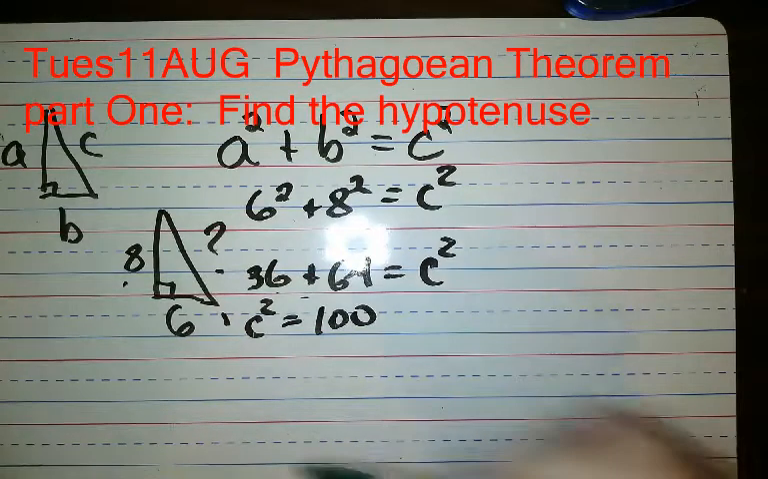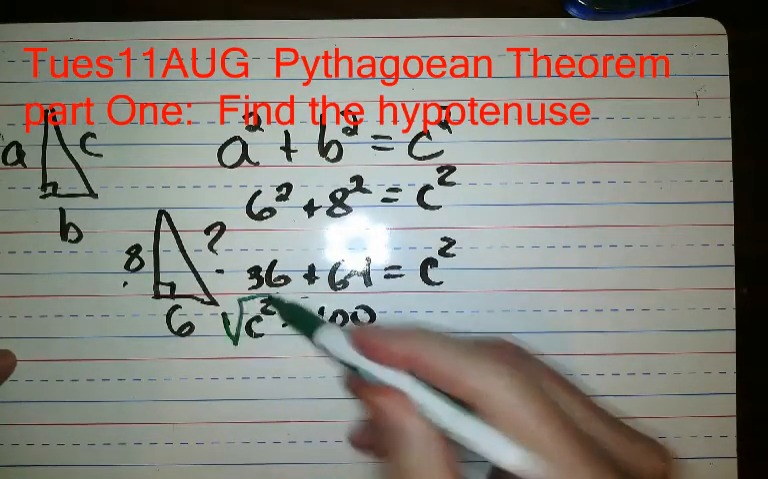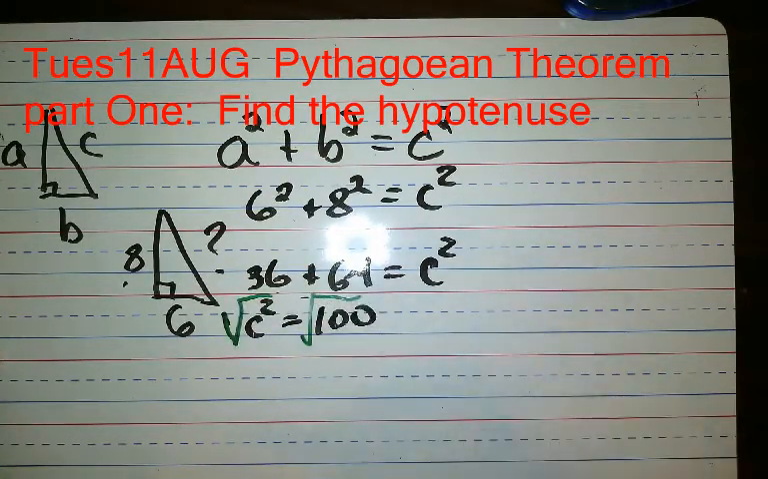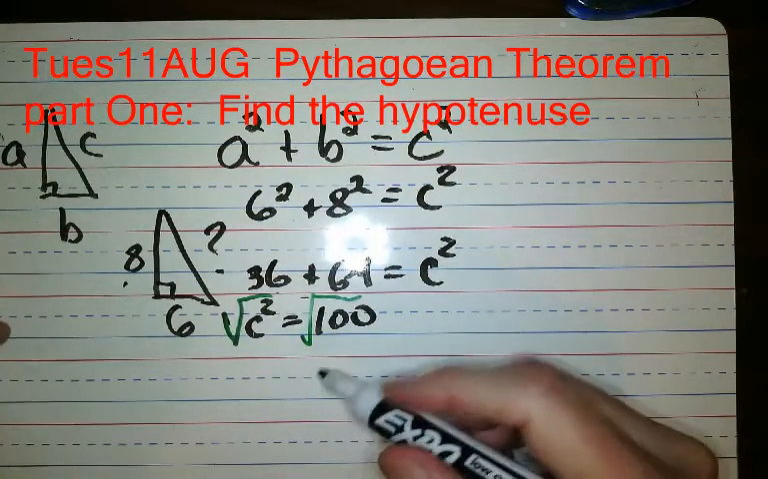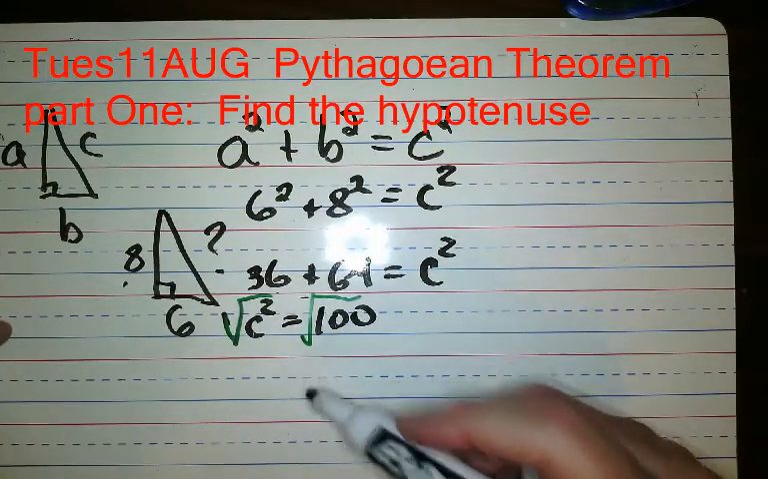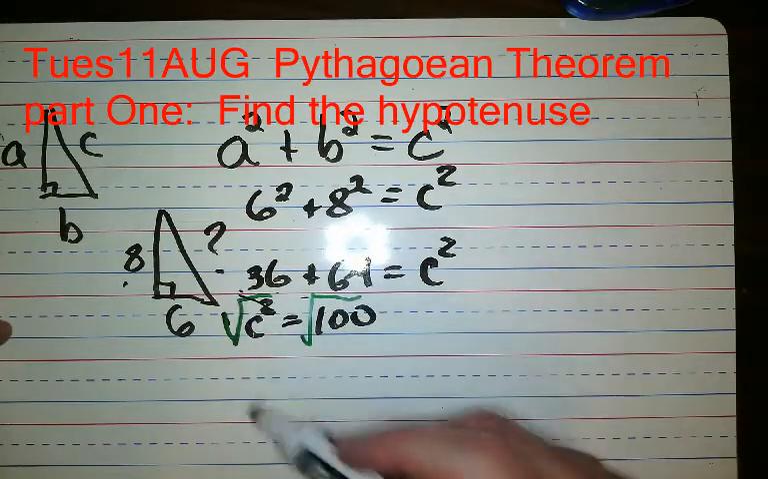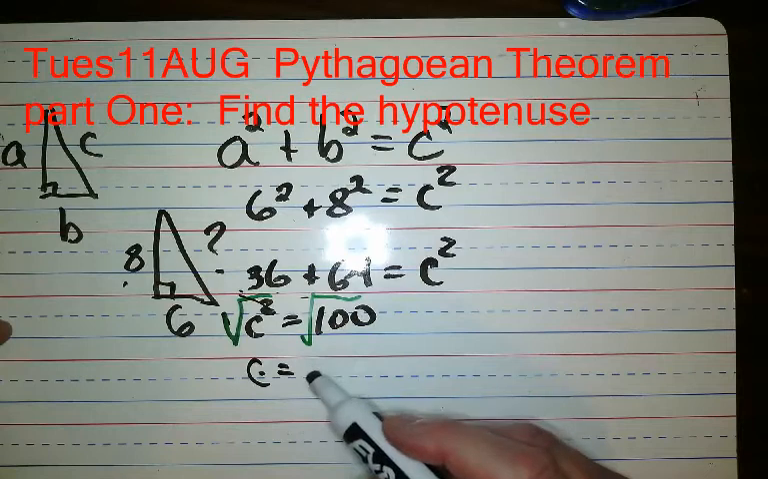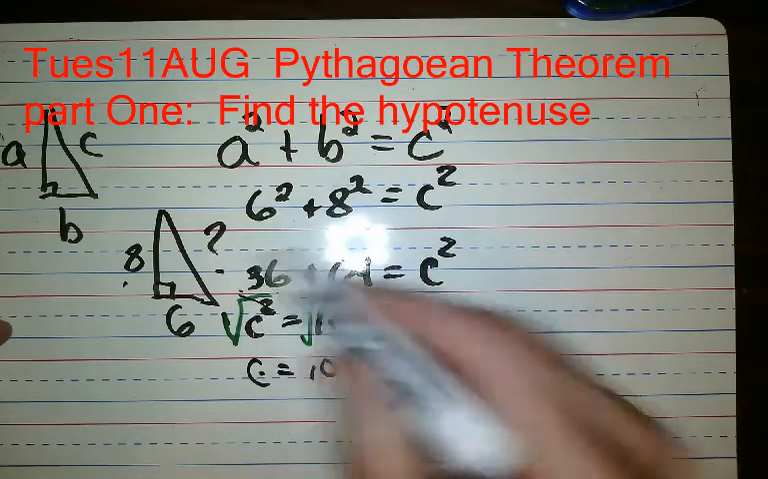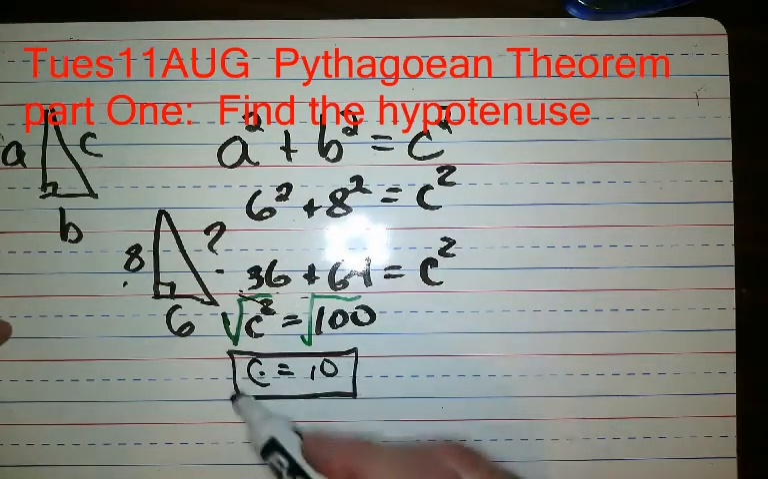So what I have to do is take the square root of both sides of the equation here. Now, if you remember from Algebra 1, these two cancel out. C equals 10. That means this side right here is 10.